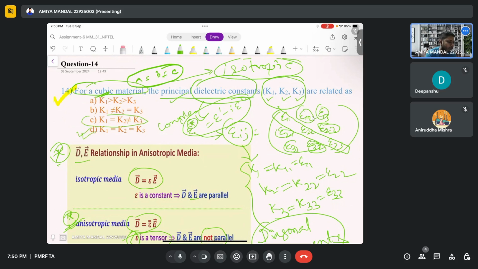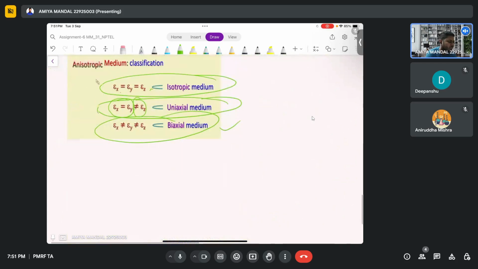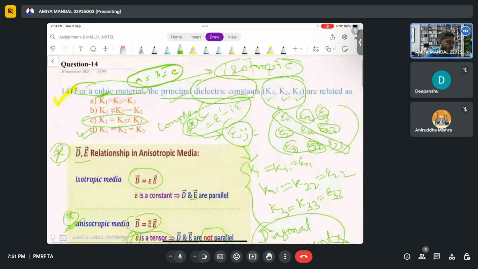This is for a biaxial medium, okay. Uniaxial medium or biaxial? This is for uniaxial. So the only correct option will be this. This will not be correct. This is for uniaxial. This is for isotropic. Okay, this is also for uniaxial. Or this is unequal, which means this is biaxial.